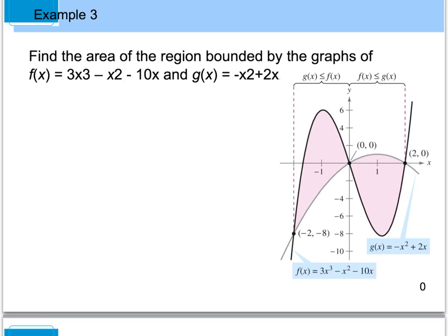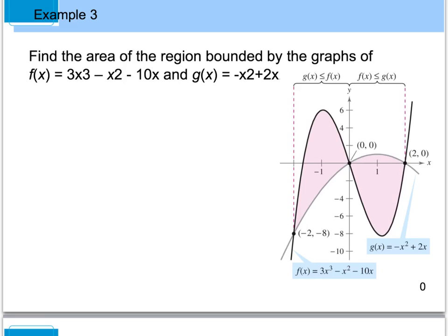So let's look at example 3 that says find the area of the region bounded by the graphs of f of x equals 3x cubed minus x squared minus 10x, and g of x equals negative x squared plus 2x. If you look over here to the right, you can see that we have it graphed. And if you notice, this time I have more than 2 points of intersection. I have one here, and one here.